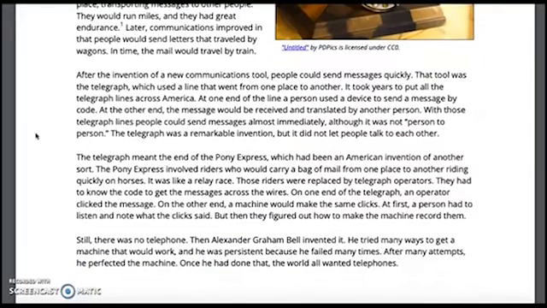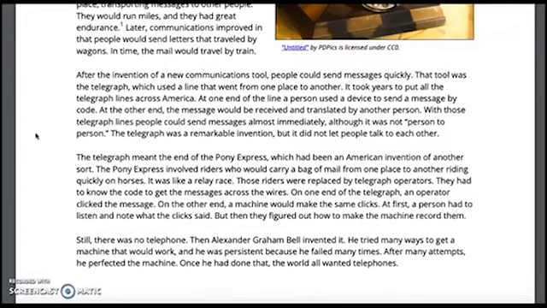After the invention of a new communications tool, people could send messages quickly. That tool was the telegraph, which used a line that went from one place to another. It took years to put all the telegraph lines across America. At one end of the line, a person used a device to send a message by code. At the other end, the message would be received and translated by another person.